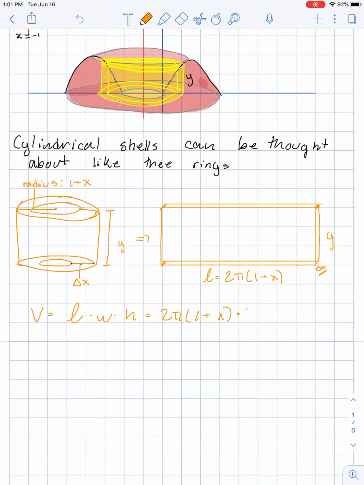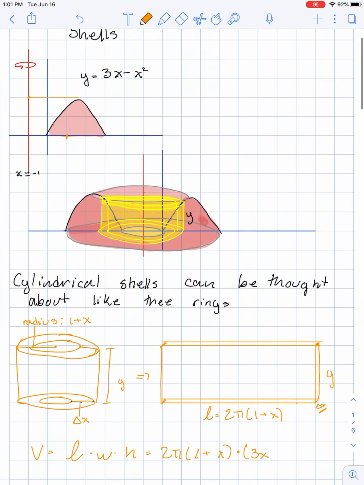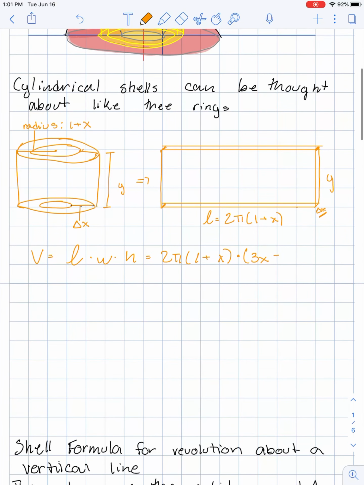Our height is y, which is 3x minus x squared. And our height, oh wait, that was width. Width is supposed to be delta x, but this goes towards 0, right? We would like to add each one of these. We can call this a V of k. So this is like x of k, and this is delta x.